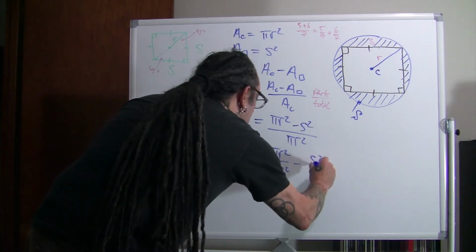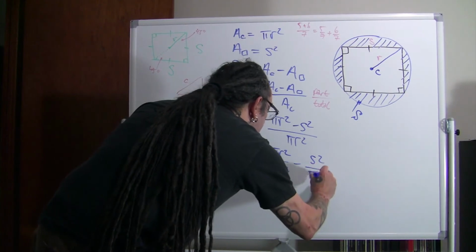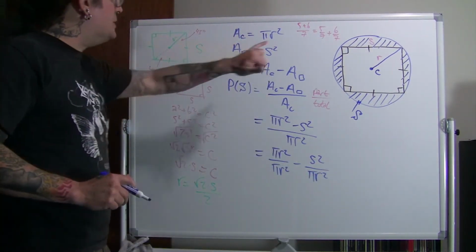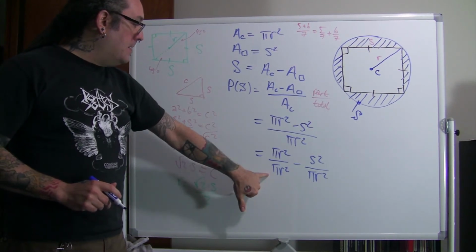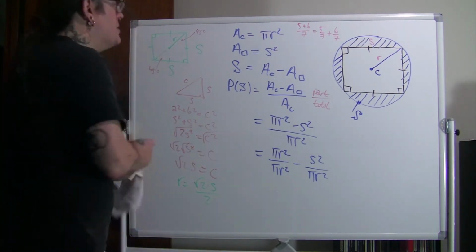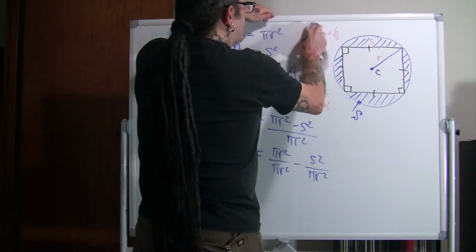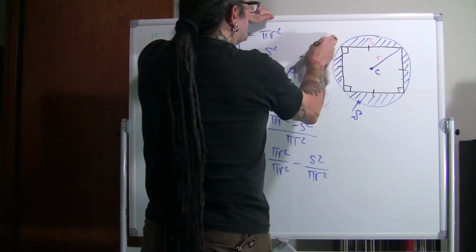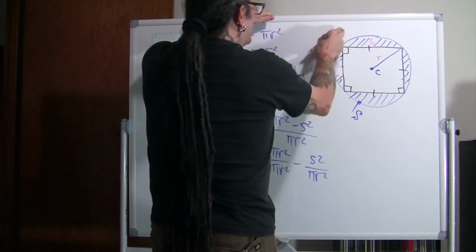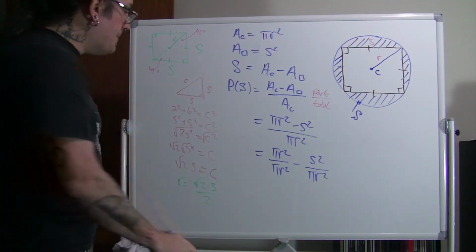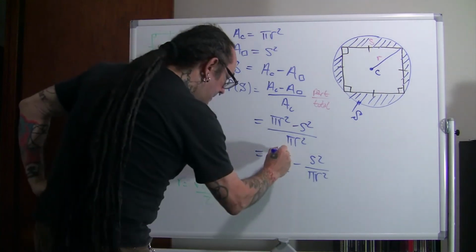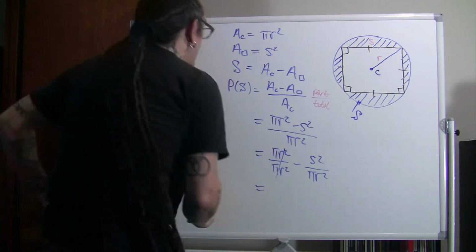Minus s squared over pi r squared. Okay, all I did was split apart the fraction just like I did here. Great. I'm going to erase this junk so we can keep our problem solution clean. Okay, so now I have something cool. Something over itself is 1. All right, so now I just have equals, and this is the probability.